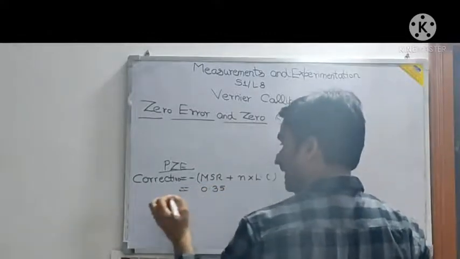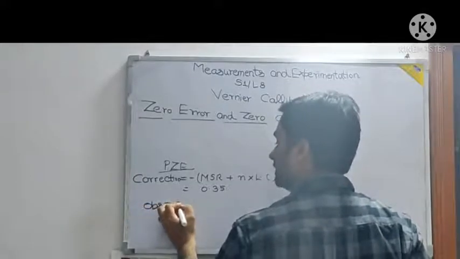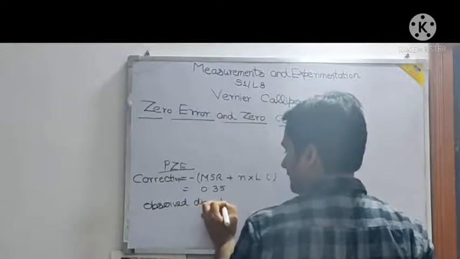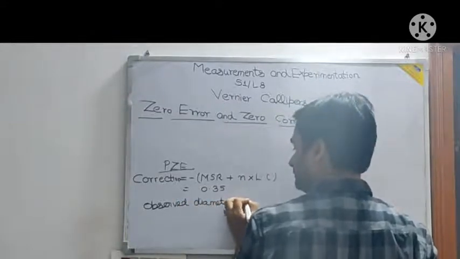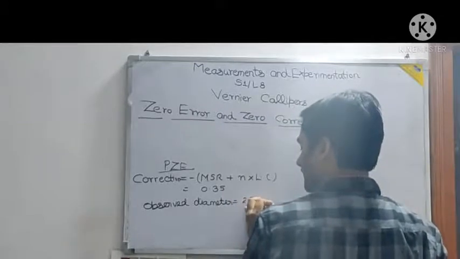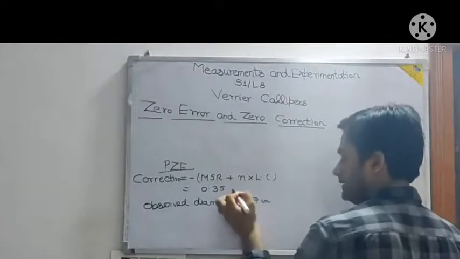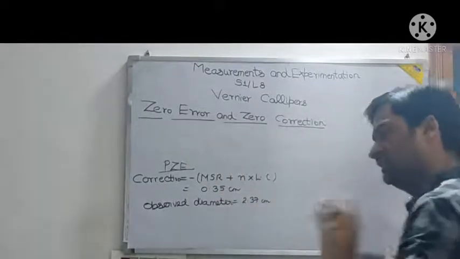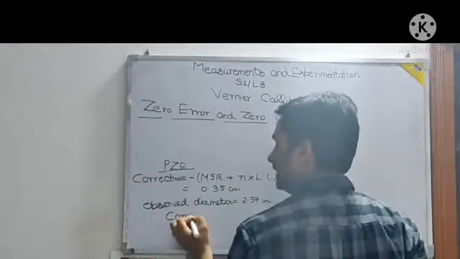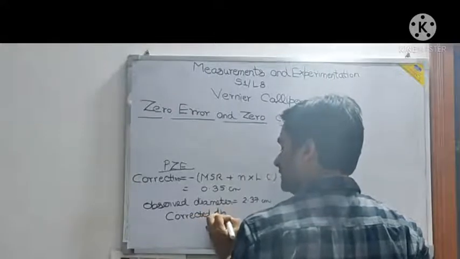So the correction is negative. Suppose this value has come 0.35 and your observed reading or observed diameter has come 2.37 centimeter. Suppose it has come like this, then we will write one more thing here: corrected diameter. What will the corrected diameter be?